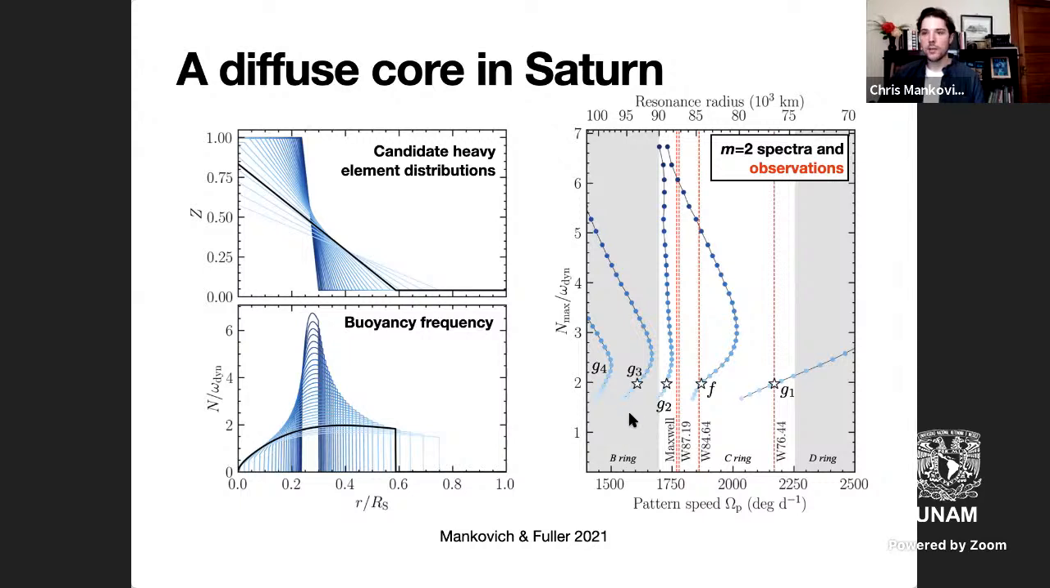And try as you might, there's no way to massage the interior model, even when you consider more complicated interior models, to produce a frequency at this radius. And so this is what drove our main pursuit of the extended core inside Saturn.